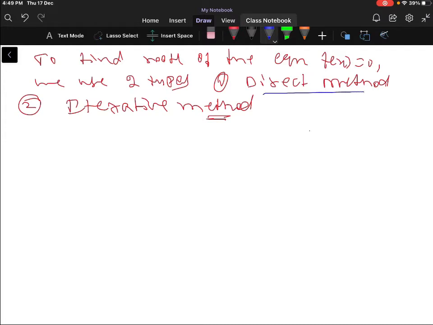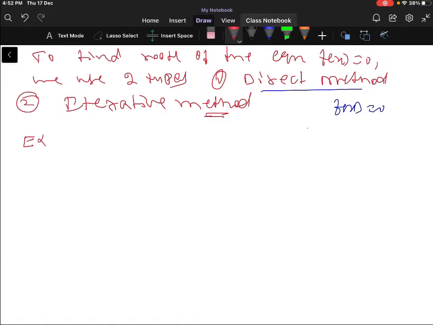The direct method is nothing but the analytical method. This method gives the exact value of the root of the equation f of x equal to 0 in a finite number of steps, and also we will get all the roots of the equation f of x equal to 0 at the same time.